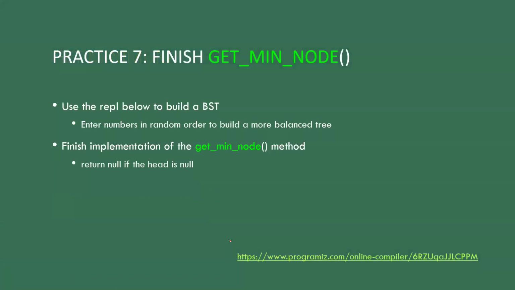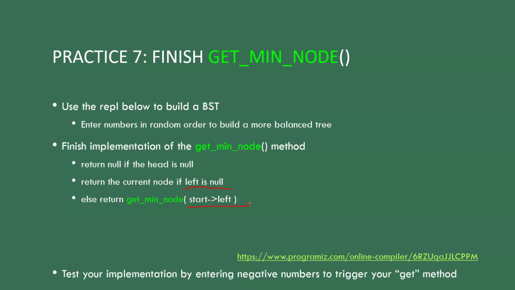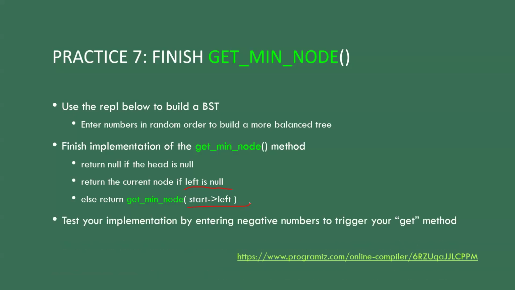So, get minimum node. We want to return null if the head is null, or return the current node if the left is null. If I don't have any left children, then I am the minimum value by definition. If my left child is null, I am the minimum value. Otherwise, recursively go left.